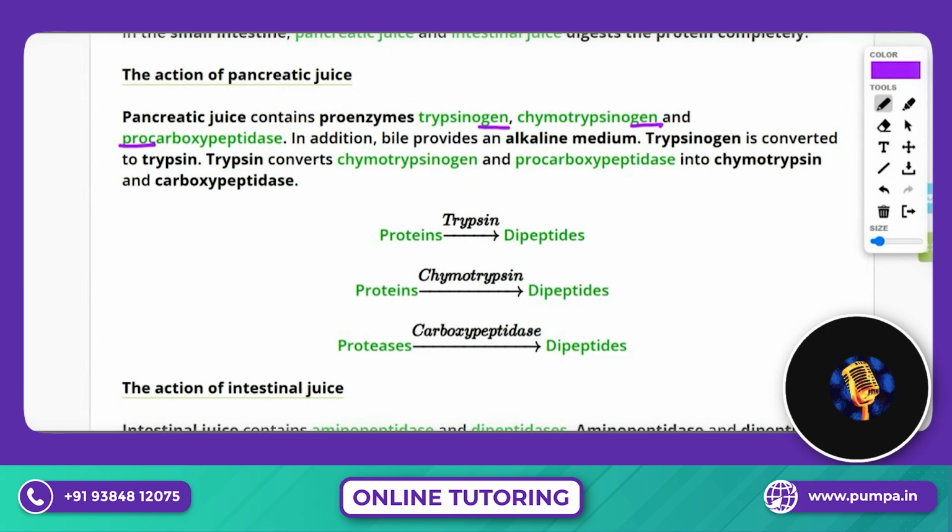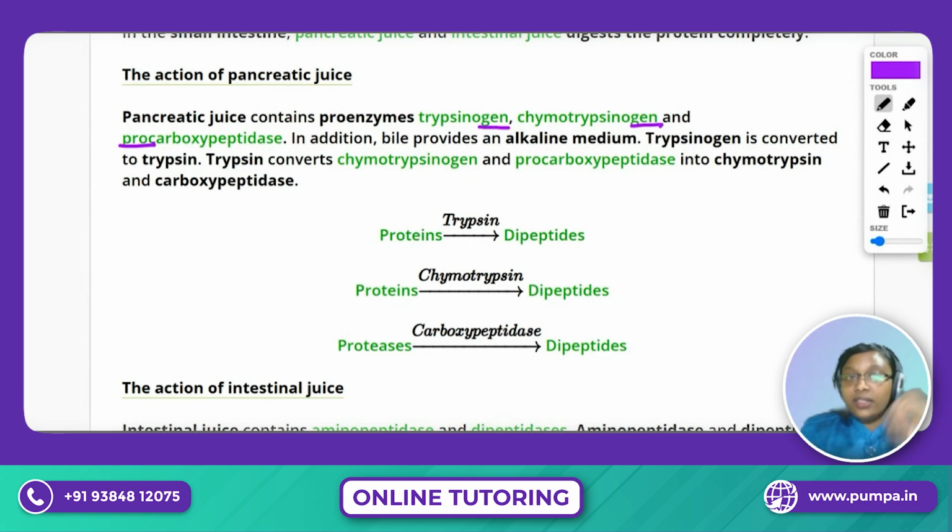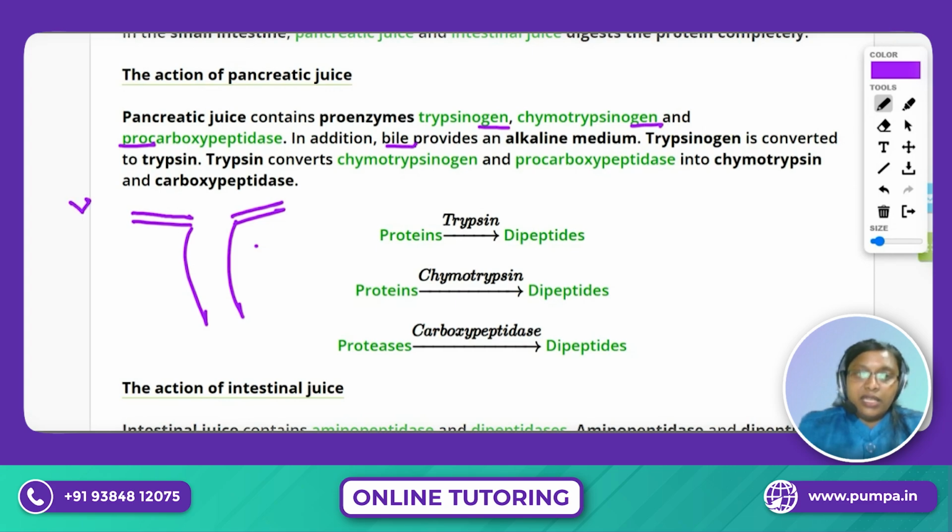You have to tell whether they are in inactive form or activated form. Inactive, very good. They are in the inactive form, and for activation they need bile. This is the small intestine. The small intestine receives the pancreatic juice, and another secretion from the liver, the bile. The protein digesting enzymes act in the presence of bile.